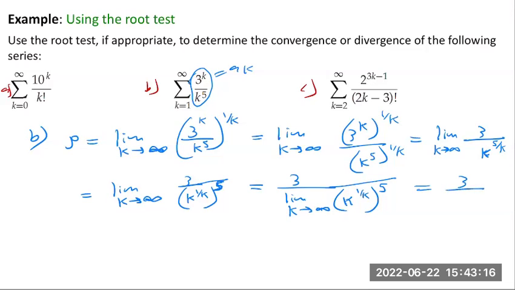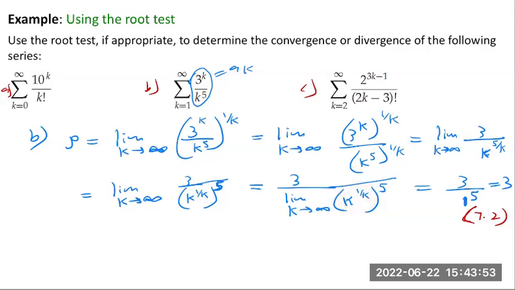Remember from section 7.2, we know that the limit as k goes to infinity of k to the power 1 over k approaches 1. So this will become 1 to the power 5, which is just 1. This is equal to 3. By section 7.2, we saw that the limit as k goes to infinity of k to the power 1 over k is 1.